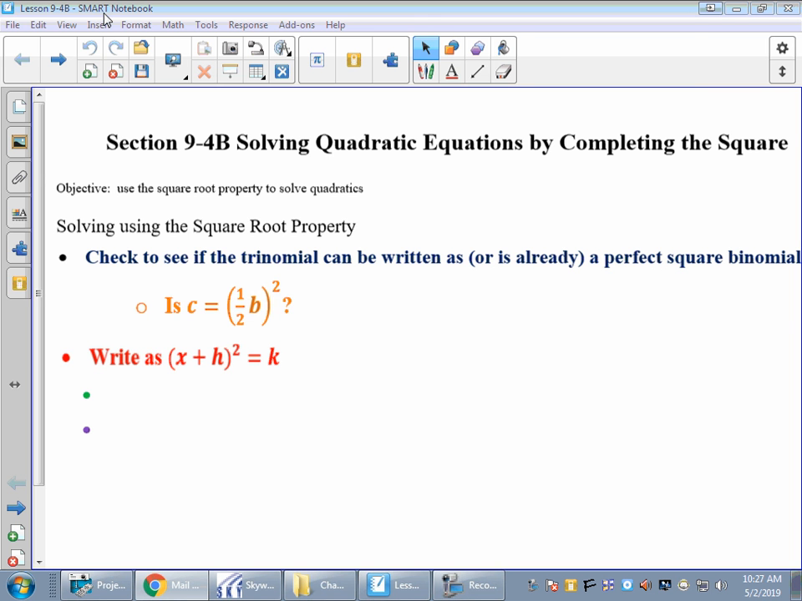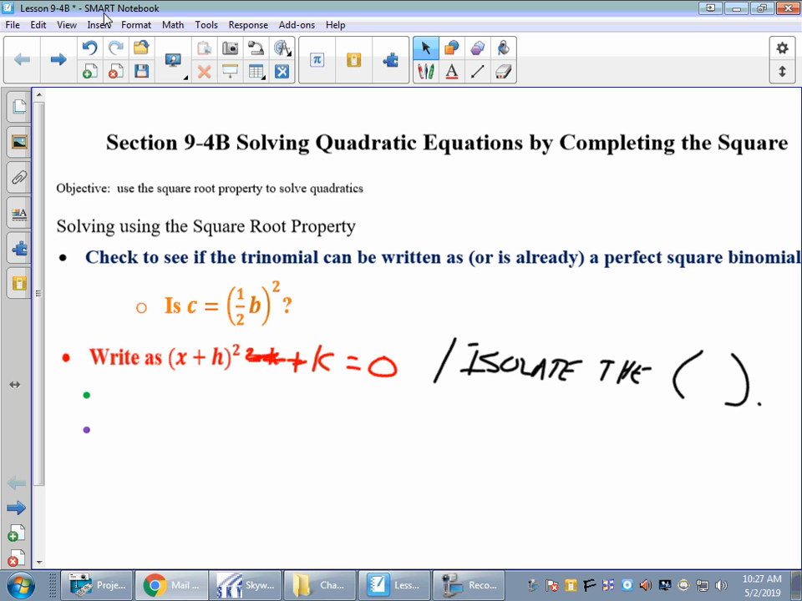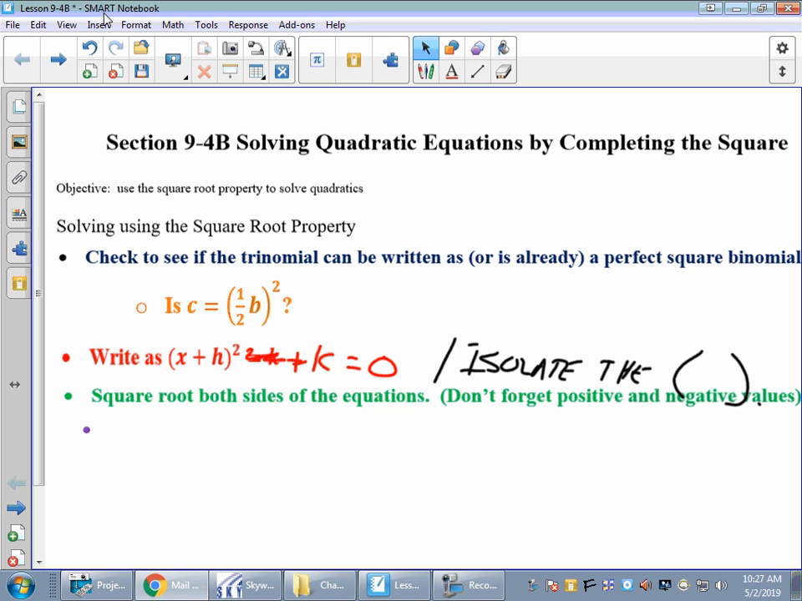And it's probably going to be more likely to be plus k equals 0. That's probably what you're going to see more often than not. And then after that, you would isolate the parentheses, which we talked about in the last section as well. Square root both sides of the equation, and don't forget about your positive and negative values. Remember, there were two answers for square roots, one positive, one negative, and then solve those two equations. So let's do some practice problems, because I think that's the easiest way to get through this.